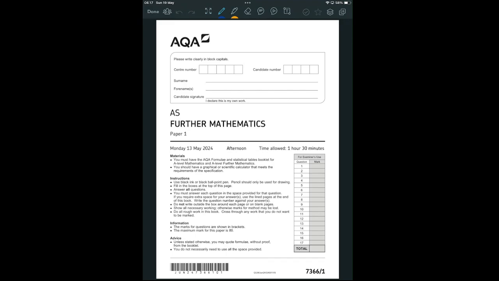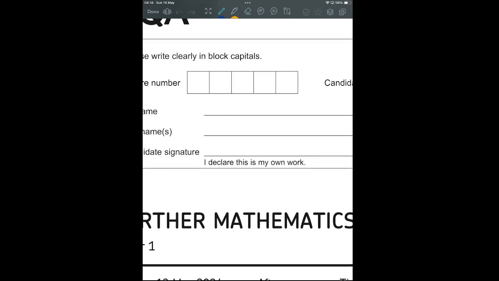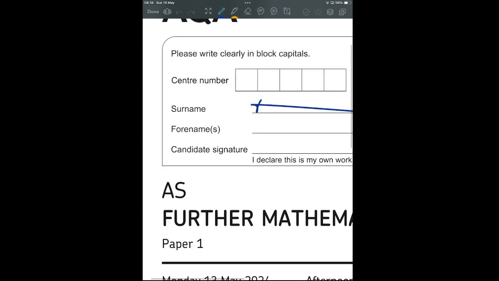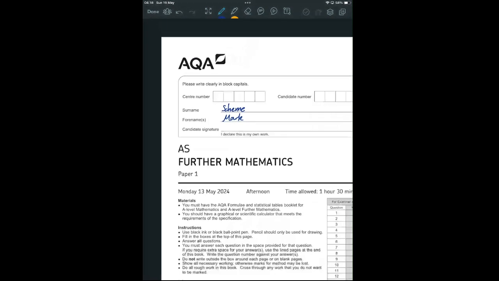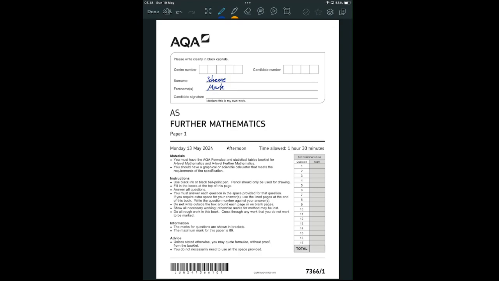This is a full paper workthrough of the 2024 AS Paper 1, the pure paper for further maths. I have seen the paper already, but it's going to be mostly a blind look through to show the kind of thought processes and ideas to tackle a paper like this. As you come to the end of your revision, this is the way you should be tackling these papers to best prepare yourself. So let's jump straight in.